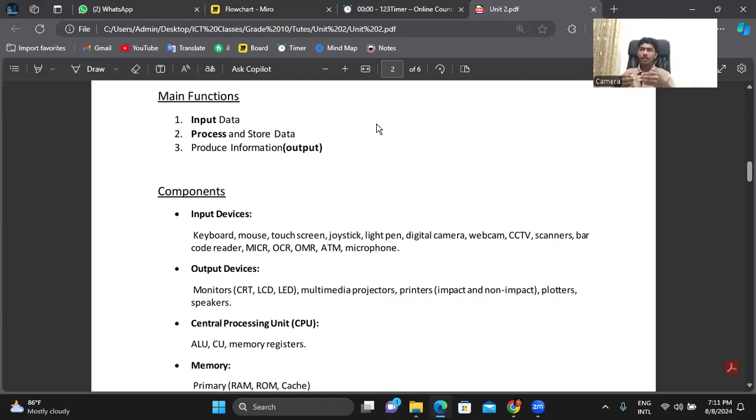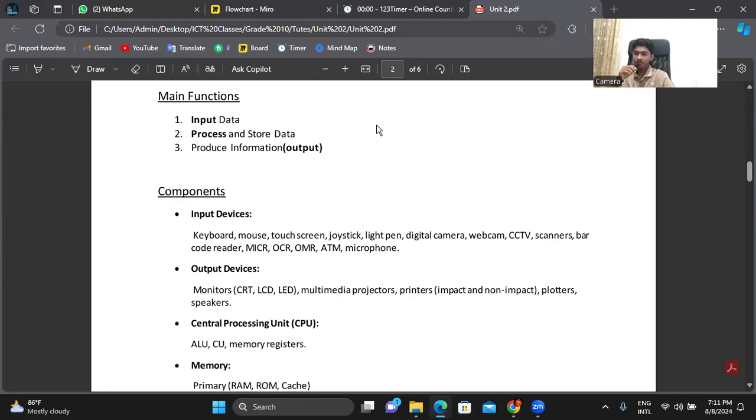In the components of a computer, we discussed input devices. Input devices are the devices used to input data into the system. That is what we discussed last week. For examples of input devices, we discussed keyboard, mouse, touch screen, joystick, light pen, etc. So you must turn to page number 37 in your textbook.